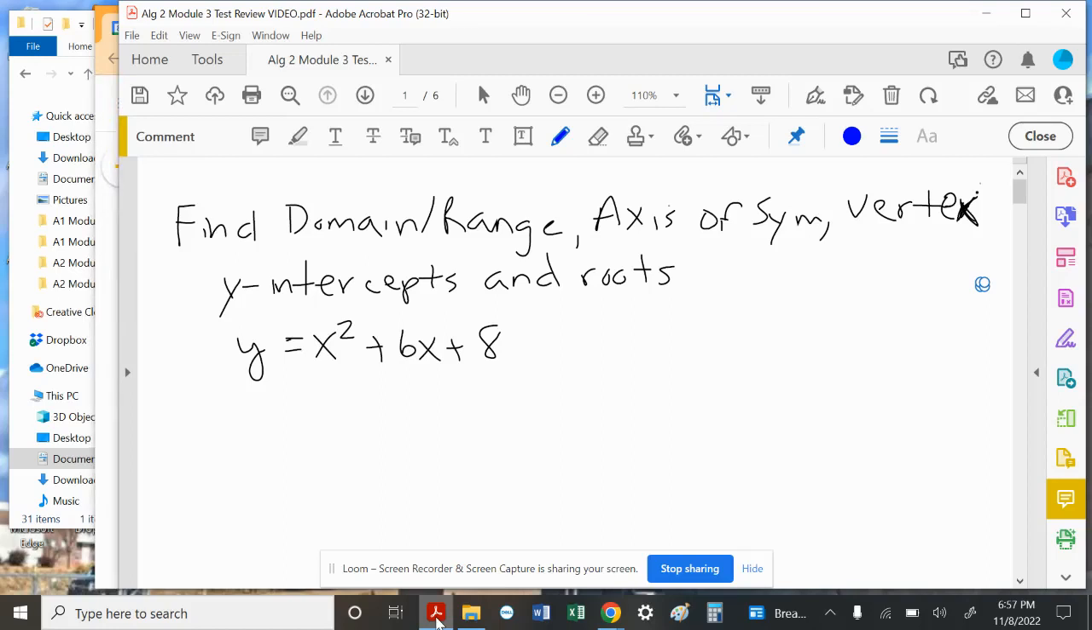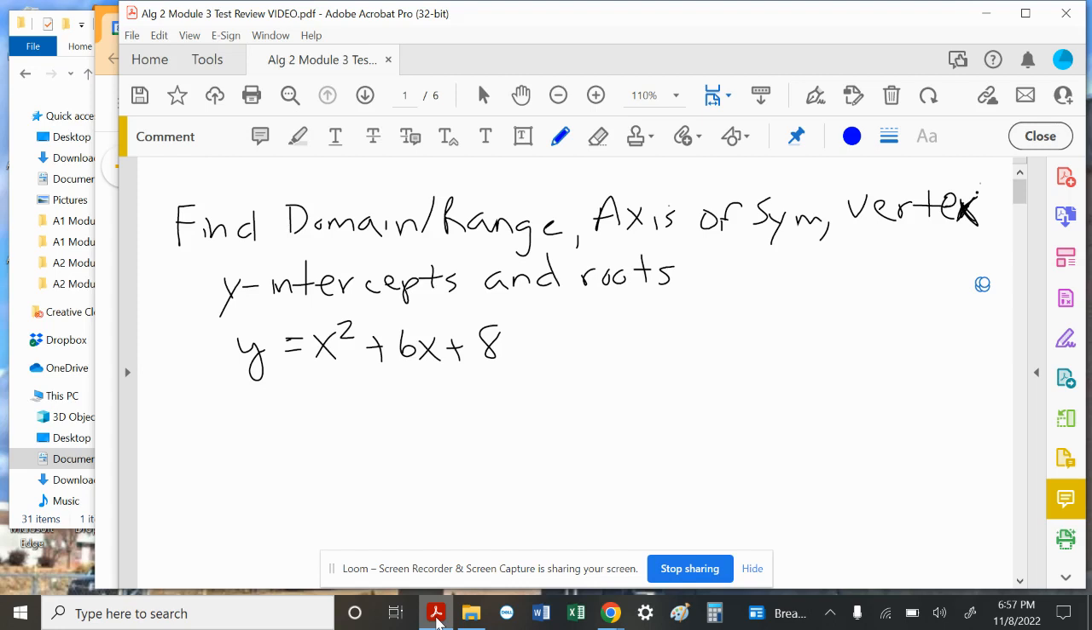So let's get started on looking at the review of the Module 3 test, which is coming up really soon. First thing that we're going to do is find the domain, range, axes of symmetry, vertex, the y-intercepts, and the roots of this equation.